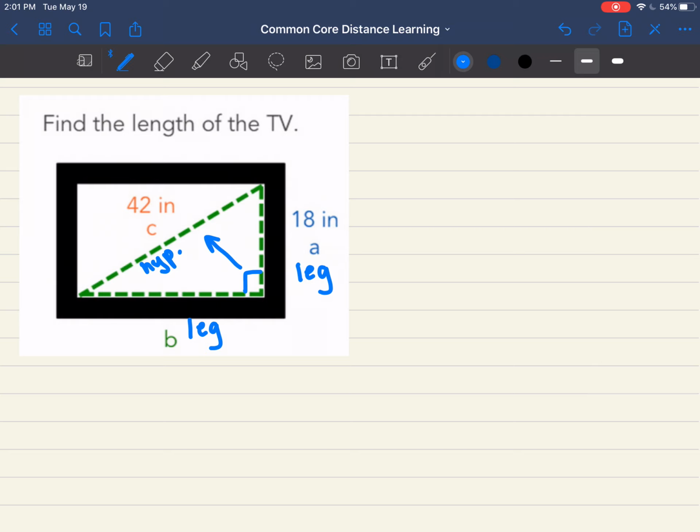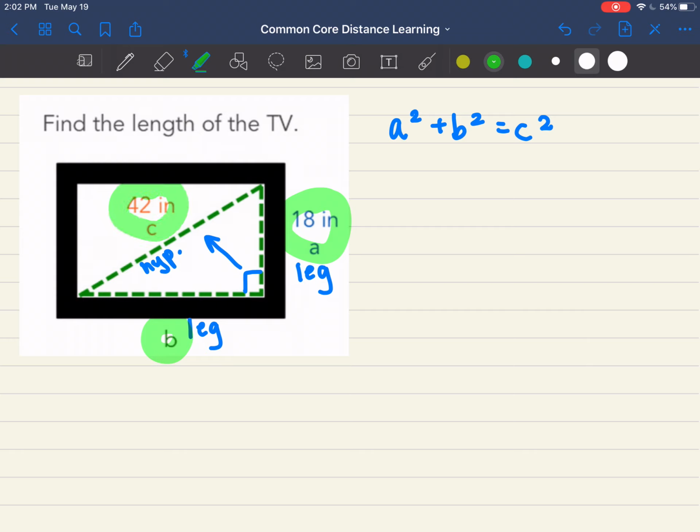If we think back to yesterday, we know that the Pythagorean theorem is A squared plus B squared equals C squared, where A and B are our legs and C is our hypotenuse. So let's start plugging in things that we know. We know right here that A is 18 inches. We don't know what B is. We know that C is 42 inches.